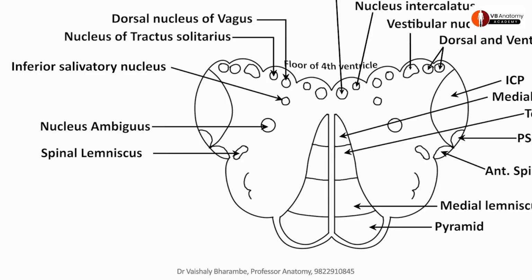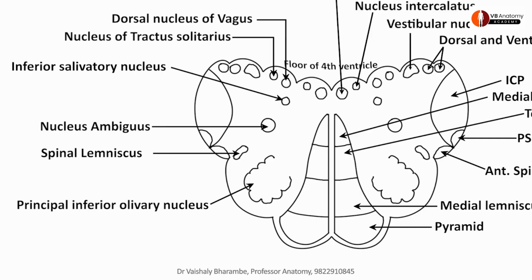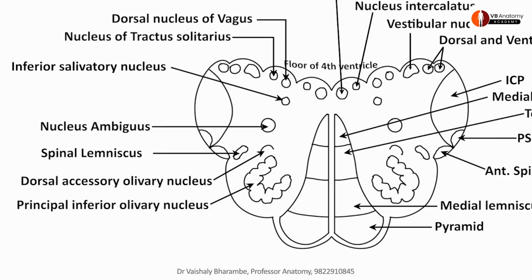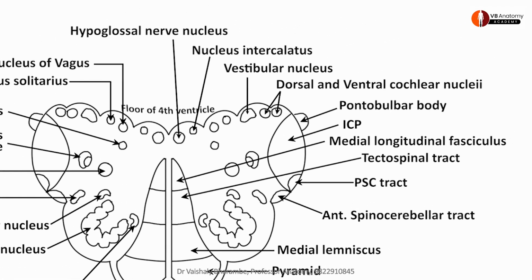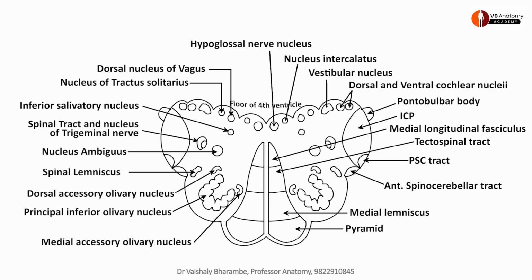We now bring attention to the diagram showing the inferior olivary nuclear complex. The principal inferior olivary nucleus, the dorsal accessory olivary nucleus and the medial accessory olivary nucleus. Excellent. We're almost done now. Let's add these two, the spinal tract and nucleus of trigeminal nerve. And here is the pontobulbar body. That's a perfect section of open medulla.